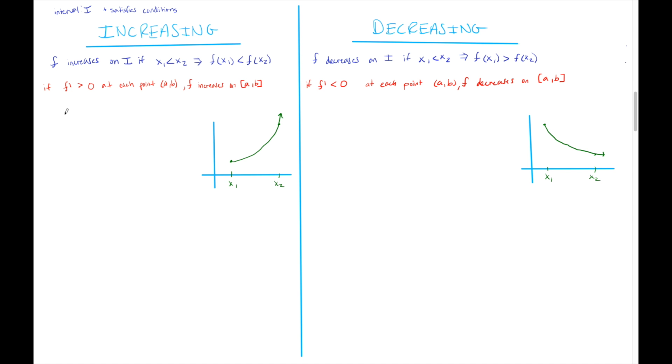Now, the way you could prove this with the mean value theorem is by saying that positive derivatives indicate an increasing function. So if f prime is greater than 0 at each point in the interval (a, b), then the function increases within the closed interval.